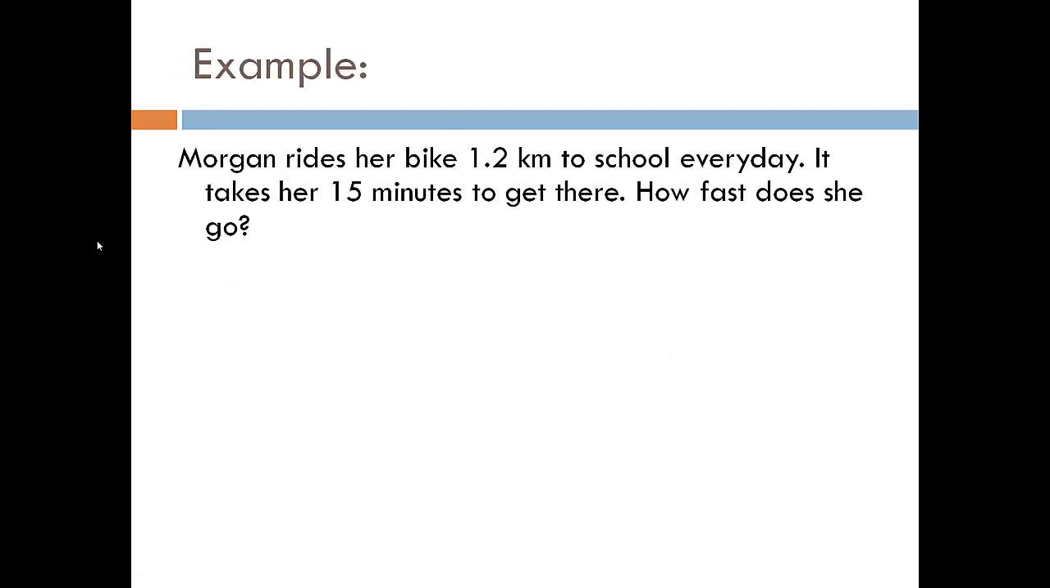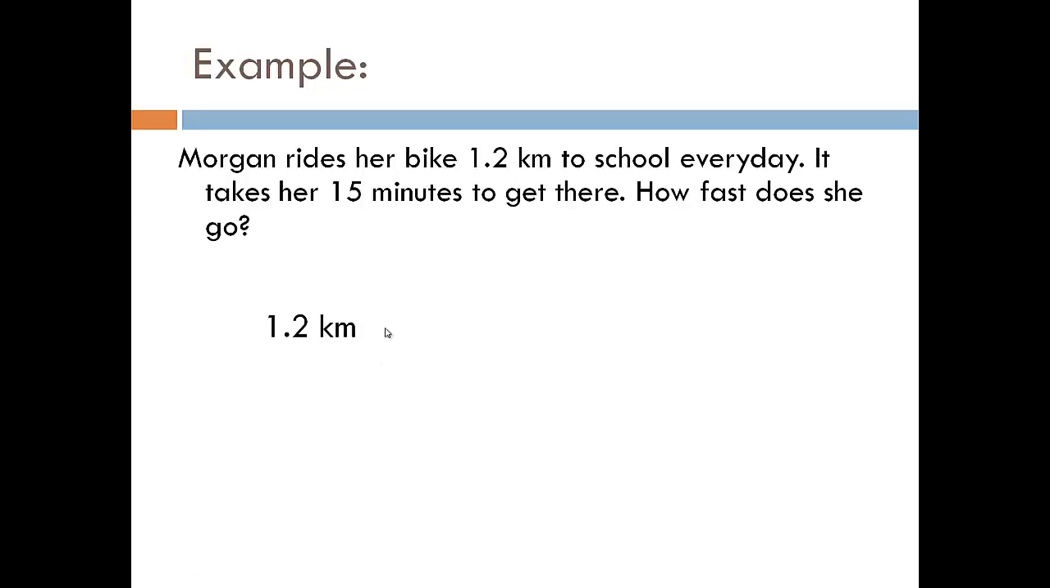Here's a word problem. Morgan rides her bike 1.2 kilometers to school every day. It takes her 15 minutes to get there. How fast does she go? We're not going to try and solve this yet, but today we're just practicing identifying our variables. The first thing we want to do is just pull out the numbers.